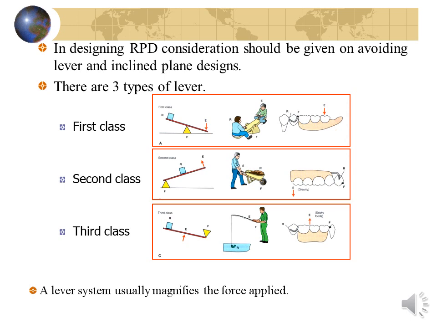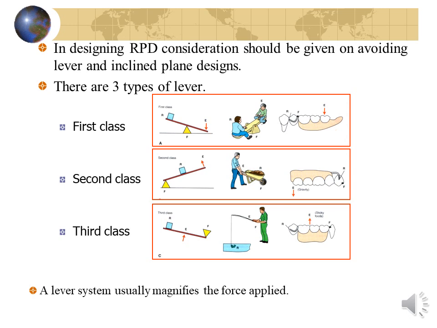In a first-class lever, the fulcrum is in the center, resistance at one end, and effort at the other end. These levers are more easily controlled, usually seen in the distal extension RPDs. In a second-order lever, the fulcrum is at one end, effort at the opposite end, and resistance in the center. This type of lever action is seen as indirect retention in a removable partial denture.